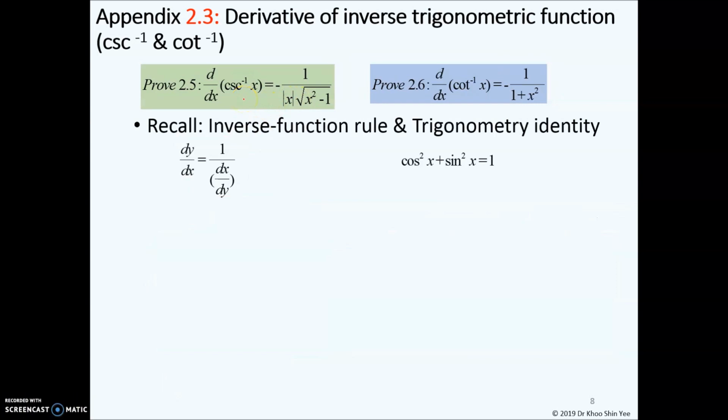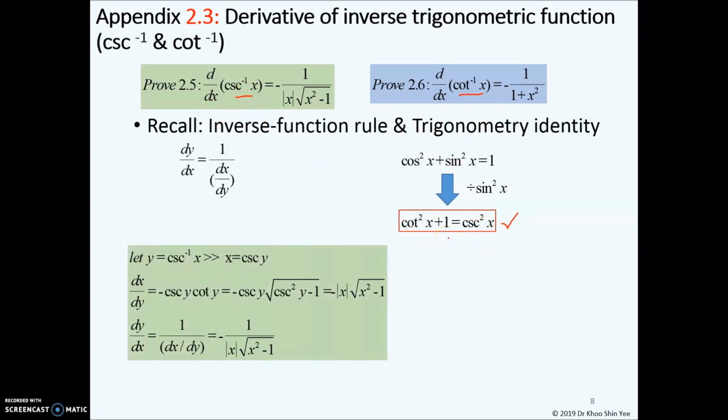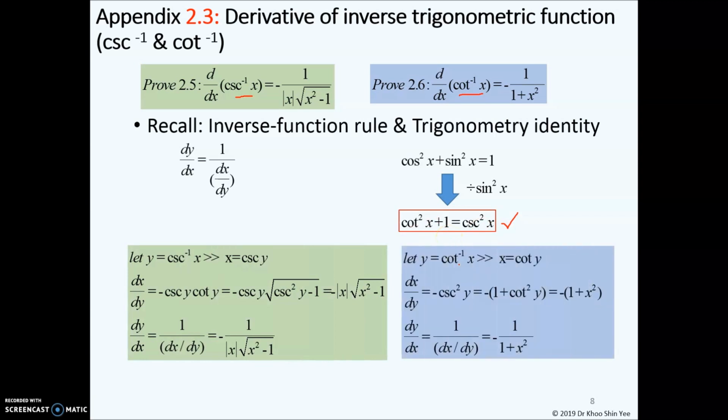Same approach can be used to differentiate the inverse function for cosecant and inverse function for cotangent, where the trigonometric identity that we need, since this one is a cotangent and cosecant, we have to use this identity. Okay, so since the steps are almost the same, you can refer to this for the derivation.